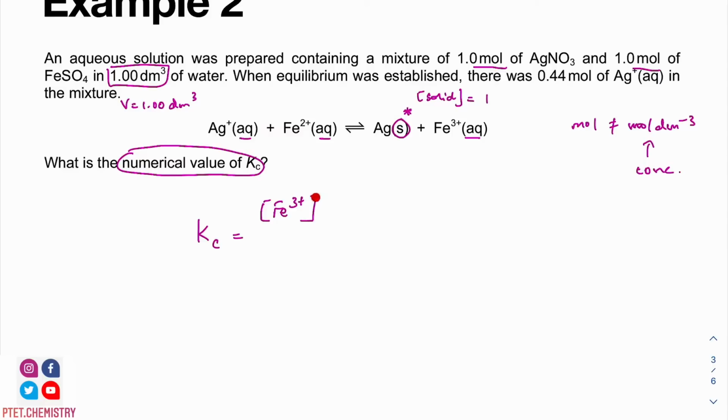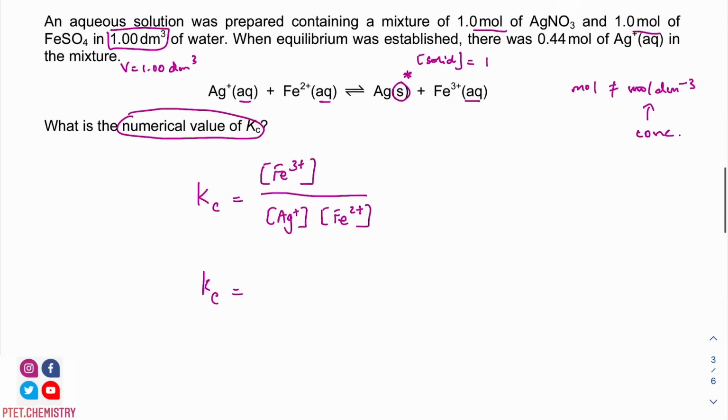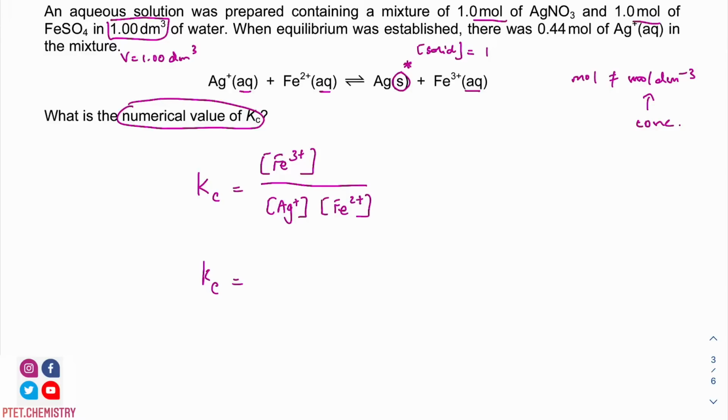So the concentration of Fe3+ in the proper square bracket, not a round bracket, a square bracket for concentration, is to the power of 1 because in the balanced equation here there is just 1, divided by the Ag+ concentration to the power of 1 and the Fe2+ concentration to the power of 1. So it's nice and simple there, but they want us to find the value. So the Fe3+, okay, it's not nice and simple here.